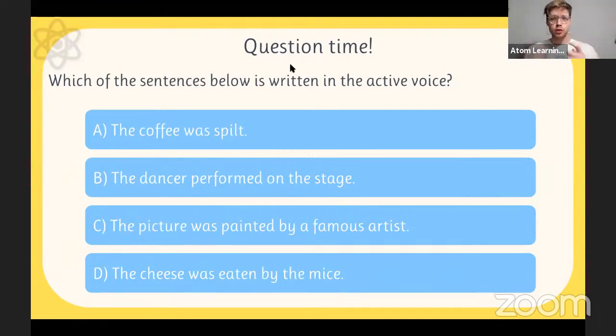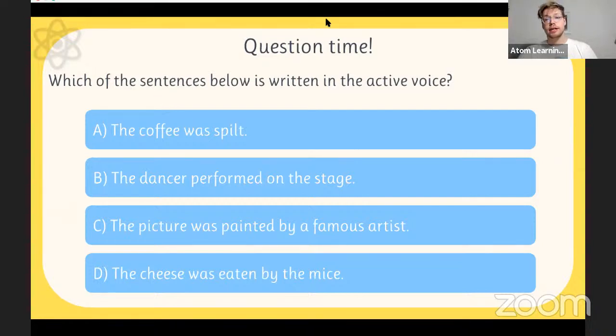Okay, we've had a minute. I'll start giving you some hints now. So remember, in the active voice, we have a subject, we have a verb, and we have an object. And the key thing with the active voice, the subject is performing the action. Okay, so let's have a little look through.